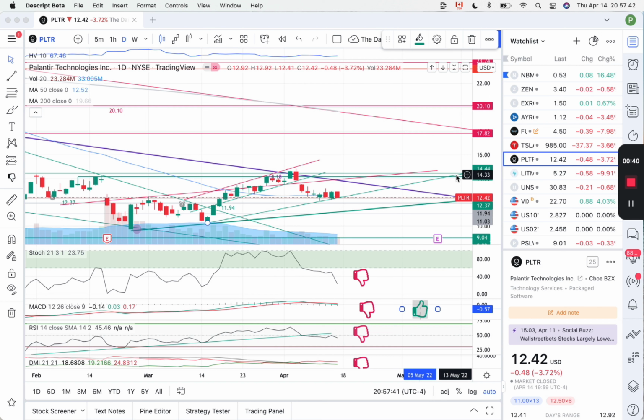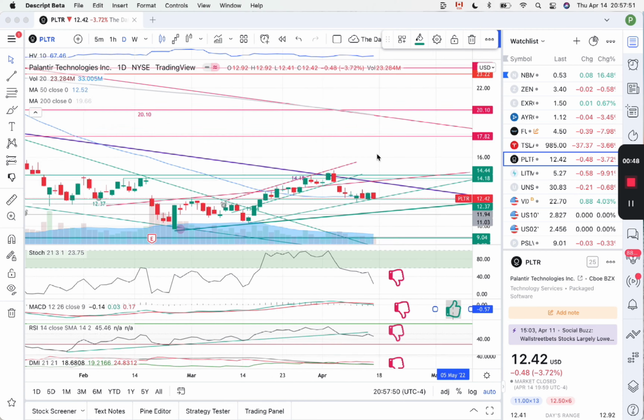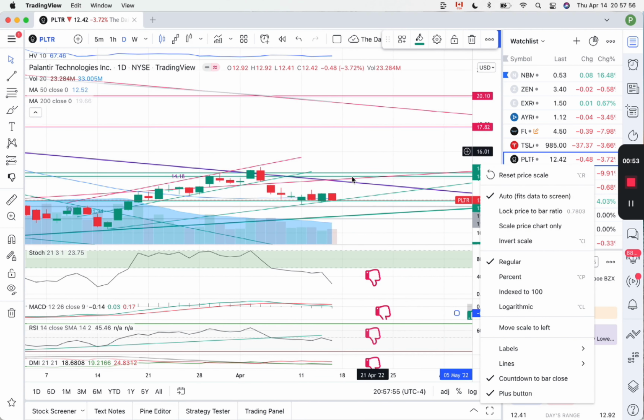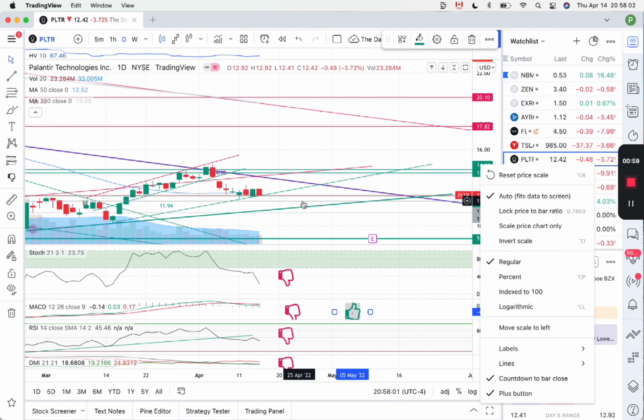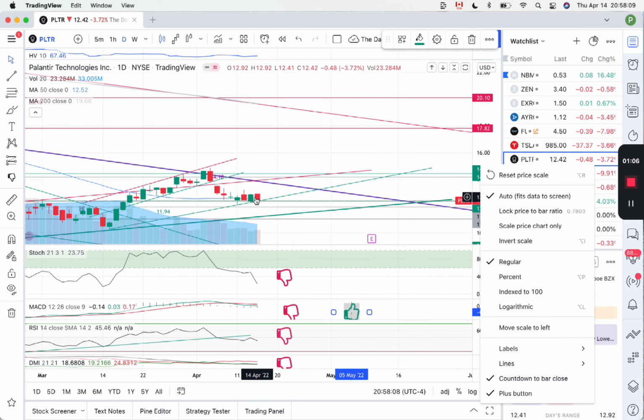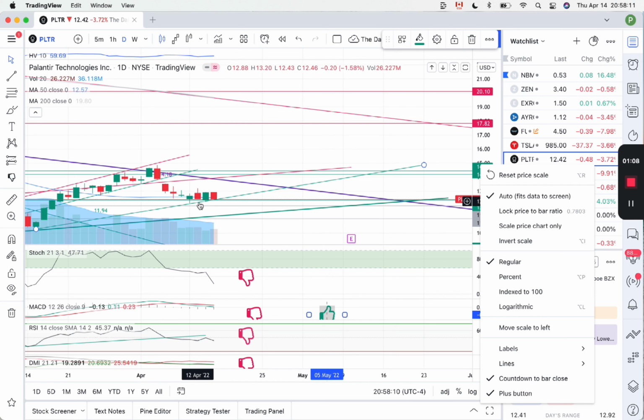So Palantir is down 48 cents today, down 3.72%, closed at 12.42. So let's look at what we have here. Yesterday we had a nice day. We bounced on 12.37 right here. So we bounced on it, and today we came back down and just sat smack again on that 12.37. And at the same time, we are still touching this upward support right here.